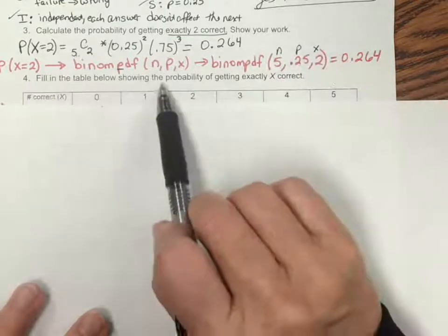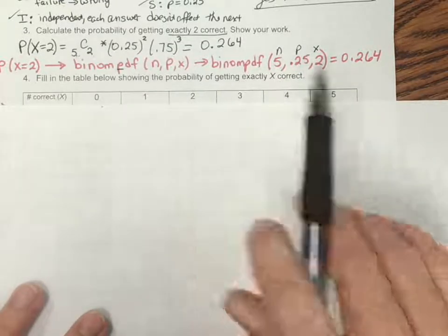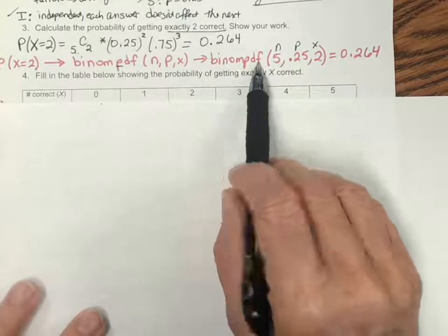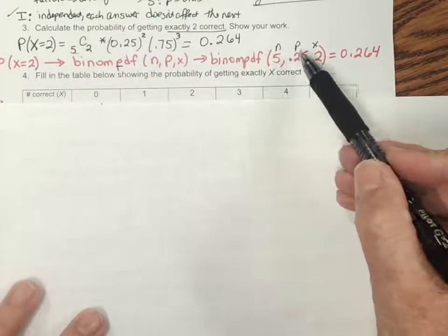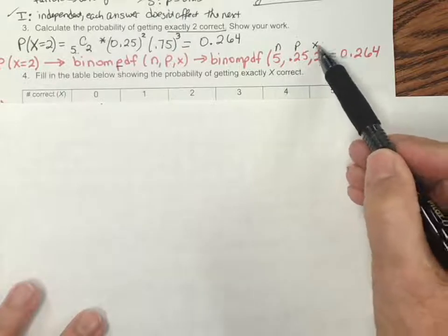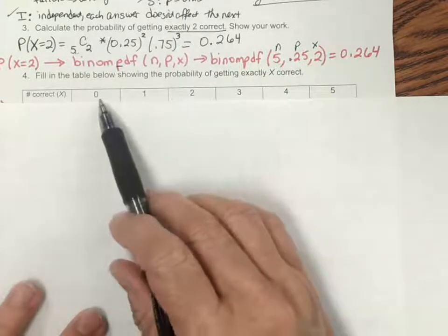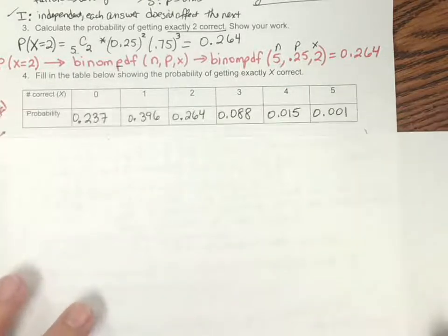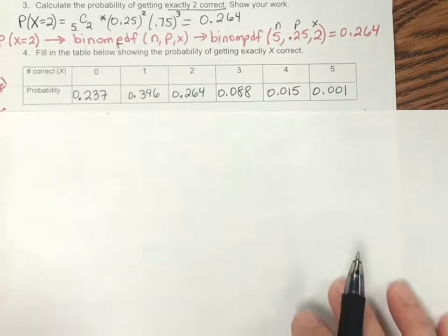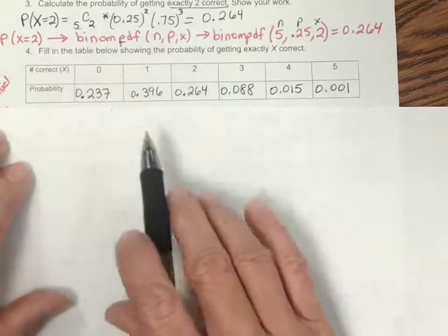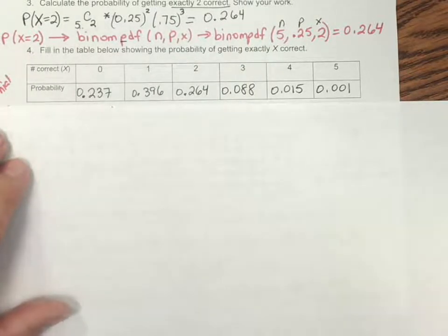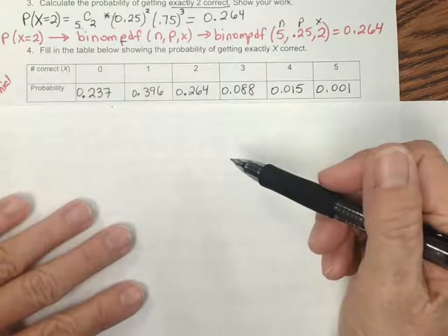Okay, we want to fill in this table of getting exactly X number correct. So I'm going to use the binomial PDF. The 5 will stay the same, the 0.25 will stay the same. And it's just this number that's going to change. It's going to go from 0, 1, 2. We've already done the 2, but let's plug these in. And again, I encourage you to go ahead and plug these in before just writing down my values, so you get some practice with entering that.